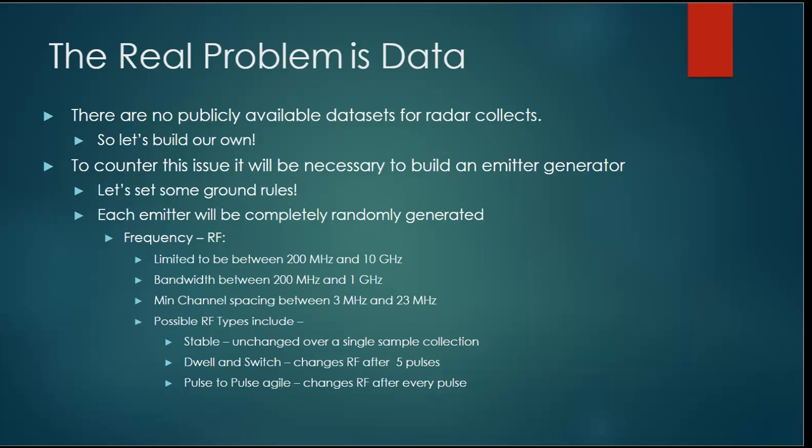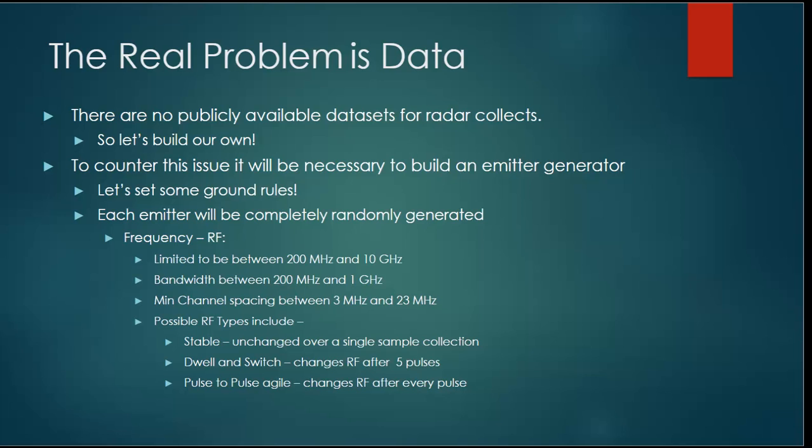And the real problem is data. We don't have any publicly available data sets to look at these sorts of things. So in order to get around that, to test the viability of a transformer network on identifying radars, we need to build our own data sets. And the first thing we need in order to do that is an emitter generator, right? So we have to have some way of creating basically a fake radar that we can then sample and use those samples to build a data set.